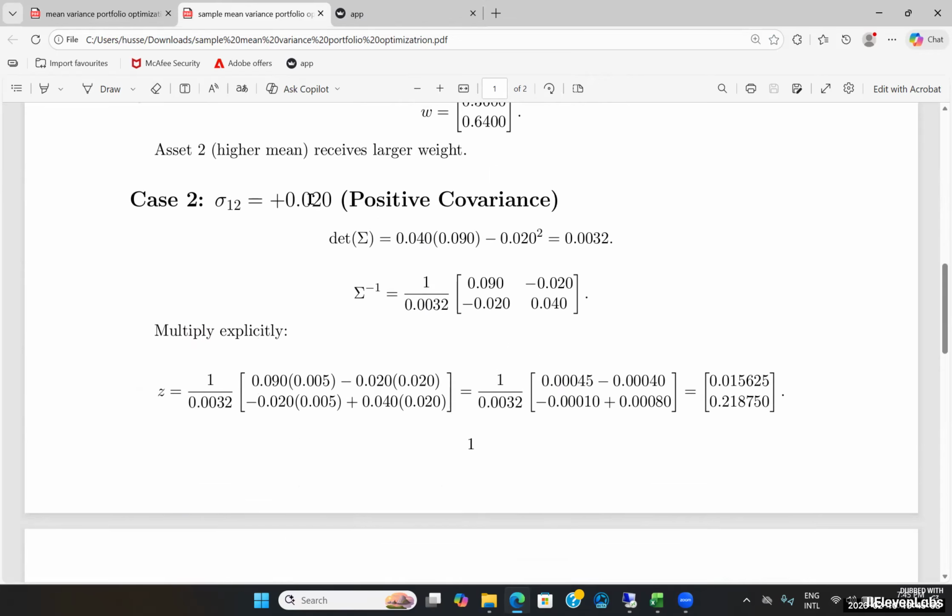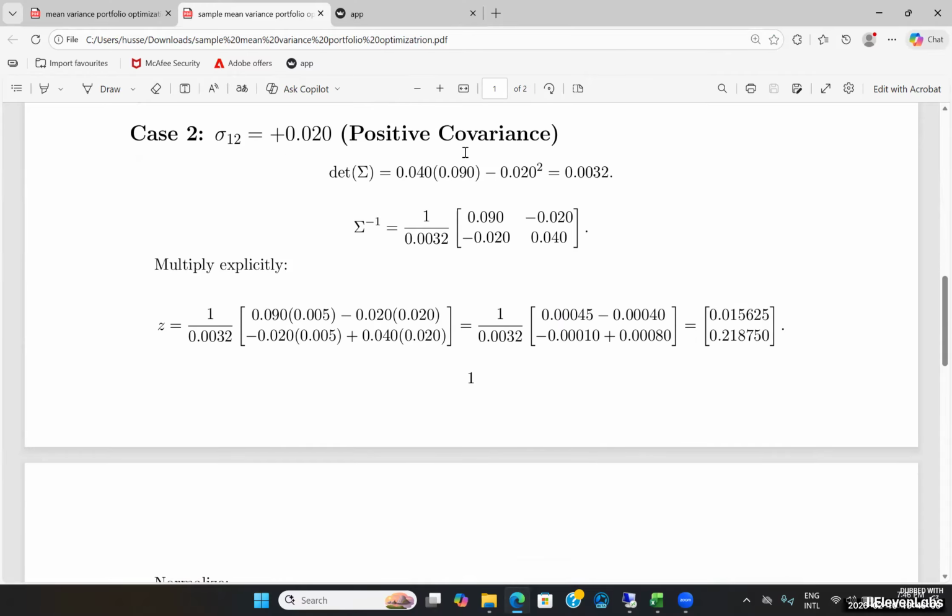Now, let's look at the second case scenario where we have a positive covariance, which means that the variables are correlated. In this situation, the two assets are positively correlated with each other. So when the price of one asset goes up, the return on the other asset will also go up and vice versa. This means that they are both moving in the exact same direction.